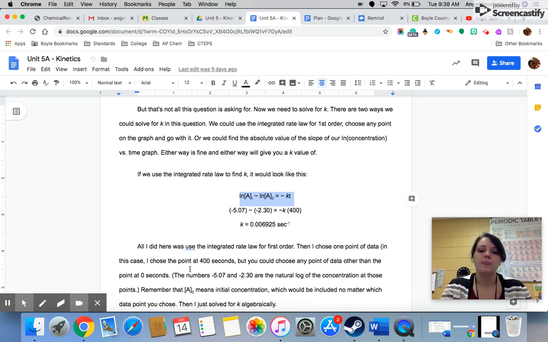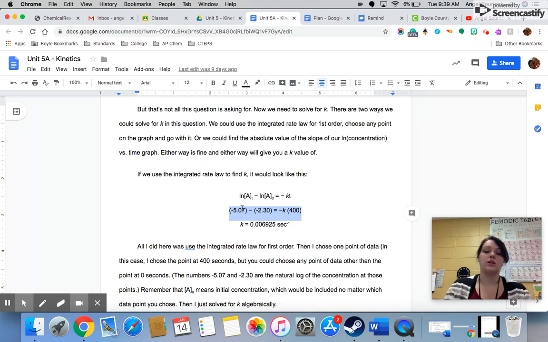So this is the formula that you're given on the AP formula sheet for a first order integrated rate law problem. I'm just going to pick any data points that they've given me from the table or from the graph. It doesn't matter. They've given us the table, so I'm going to use that because it's a little more accurate. I picked when my time was 400 seconds, and this makes my natural log of my concentration at that time negative 5.07, okay? The natural log of my initial concentration is negative 2.3.